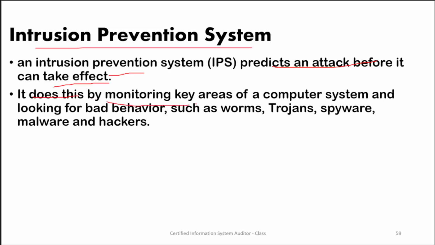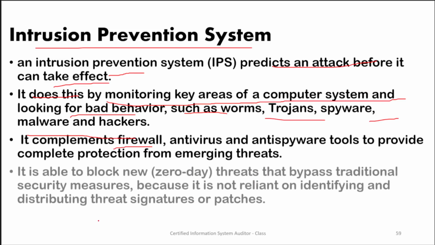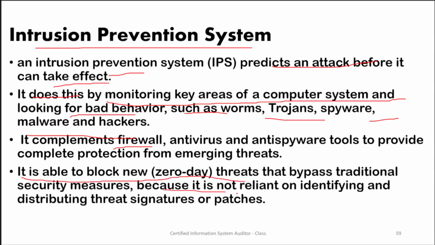It does this by monitoring key areas of the computer system and looking for bad behavior such as worms, Trojans, spyware, malware, and hackers. It complements a firewall and provides complete protection from emerging threats. It is able to block new zero-day attacks because it's not reliant on identifying and distributing a threat signature or patches. So IPS is also based on neural networks or artificial intelligence to detect zero-day attacks.